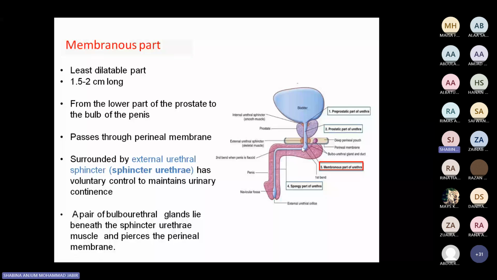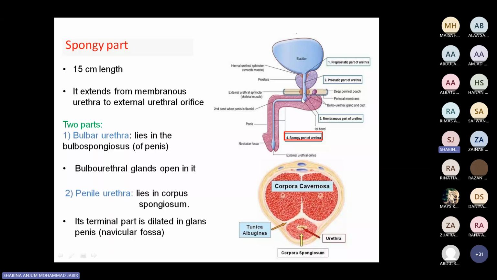Then we have the spongy part. It is about 15 centimeter in length. It will extend from the membranous part to the external urethral orifice. It has two parts. This is called the bulbar part, which is inside the bulb, and this will be the penile part, which is inside the penis. The bulbar part will be in the bulbospongiosus.